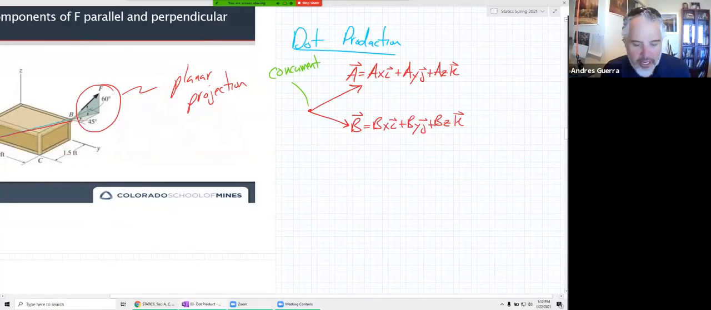Okay, so if we have these two vectors, great question, Sydney. Thank you for that question. We can say a couple of things. We can say that A dotted with B, and so that's a dot product, is equal to the magnitude of A times the magnitude of B.